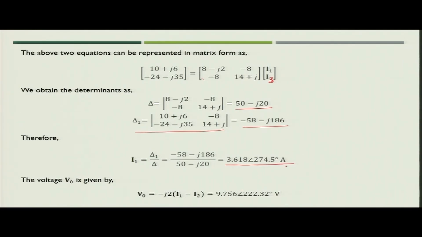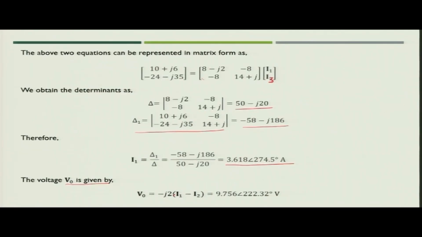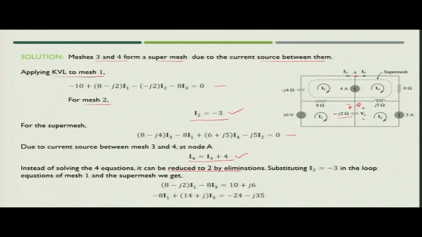Now, what is the value of V naught? V naught you can get if you go back to the equation. So, the value of V naught is the value across the j 2 ohm. So, what are the currents flowing in this? The current will be I1 and I2. So, I2 we already know, that is minus 3, I1 we have just found. So, what we will write? V naught is equal to minus j 2 into I1 minus I2. So, we solve and we get the value of voltage V naught, which is across the capacitor.